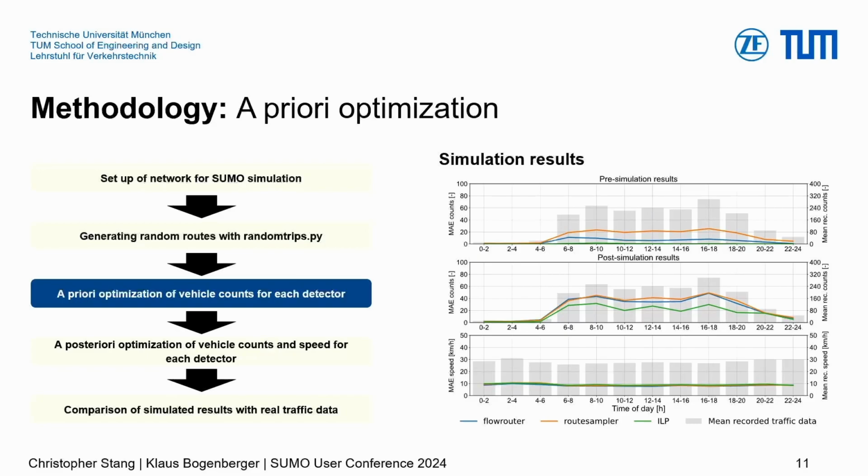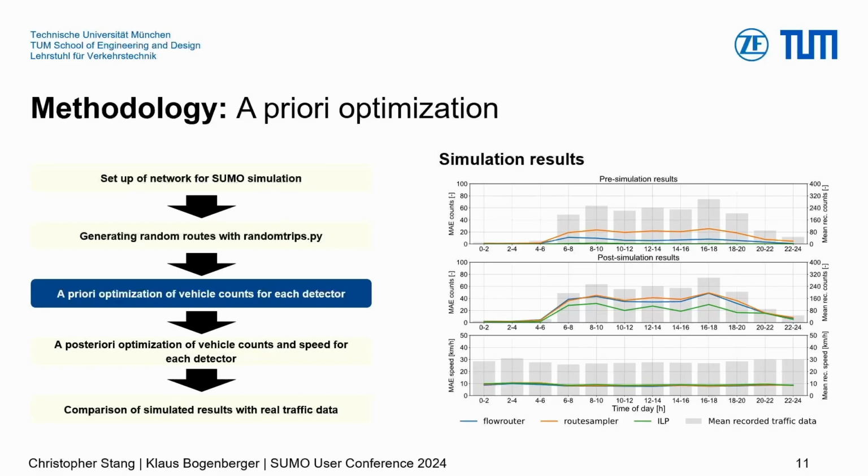Let's focus on the upper diagram. As a goodness-of-fit measurement, I have chosen the mean absolute error for the vehicle counts. You can see the 12 time intervals on the x-axis. For a better understanding of the traffic demand in general, for each time interval I've also included the mean recorded counts along all detectors, so you get an impression of the development of the traffic demand over time. What you can see here is that we get a really good match, the green line, for the pre-simulation results for the ILP algorithm.